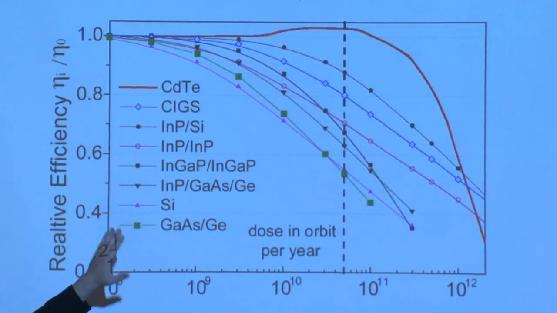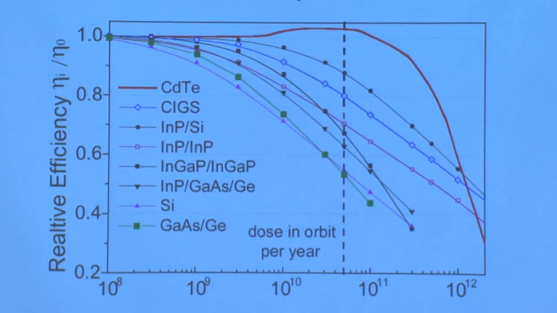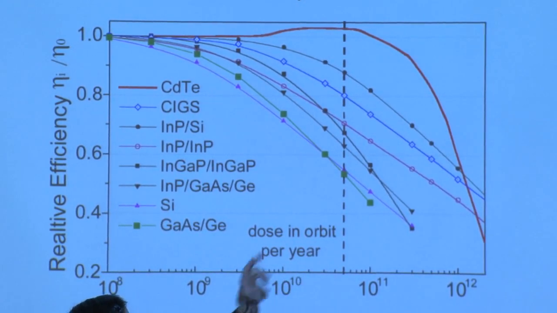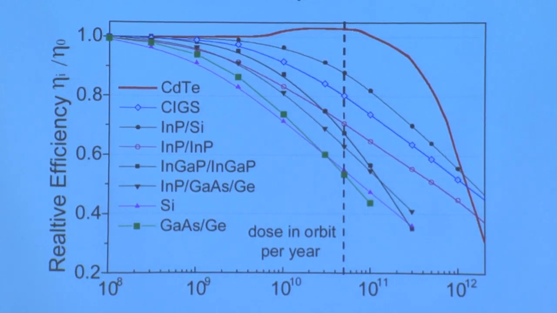We can see that different material systems have different degrees of radiation hardness. Some maintain their high efficiency until very high radiation dose, and others degrade much quicker. And look at this. This is a dose in orbit per year, right around there. And you can already begin to see that some of our most common compounds are not doing too well out there, not doing too well in outer space.